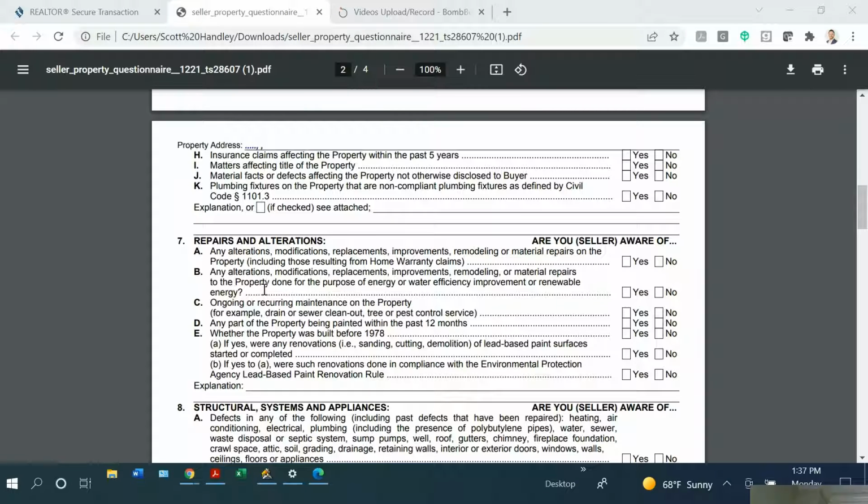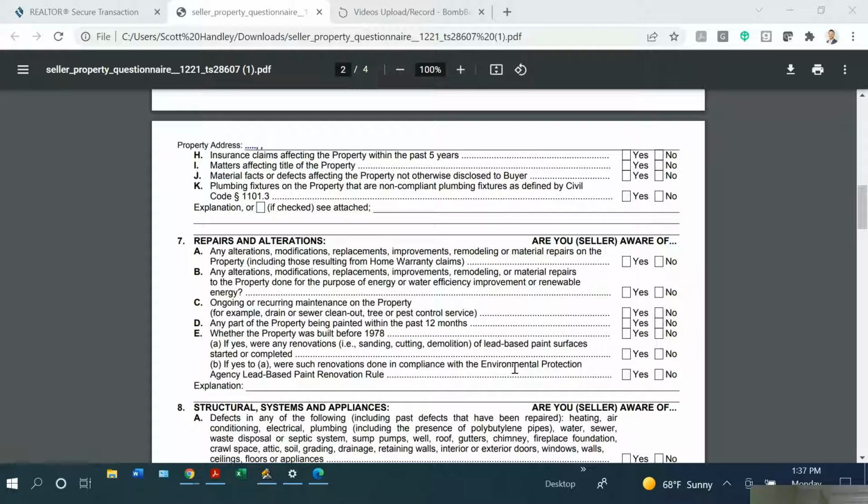Seller should know that. 7E, whether the property is built before 1978. That's pretty common and easy knowledge there, okay? If it was pre-78, they need to answer A and B if they checked yes here. If yes, were any renovations, sanding, cutting, demolition of lead-based paint surfaces started or completed? If you don't know that, just put no. If yes to A, were such renovations done in compliance with the Environmental Protection Agency lead-based paint renovation rule? You need to know this.